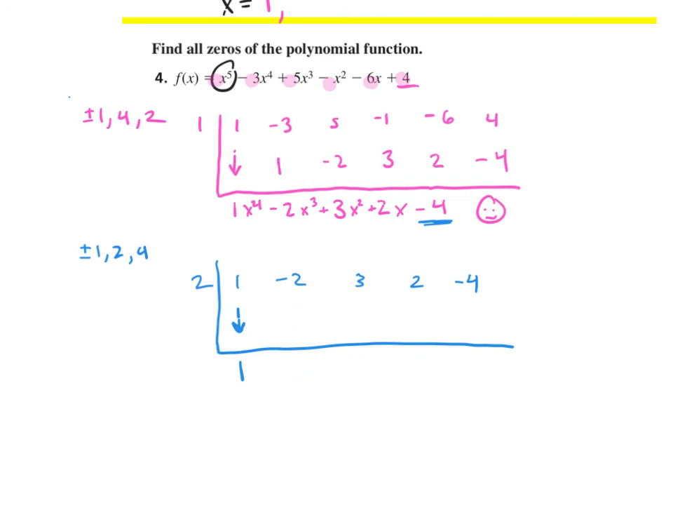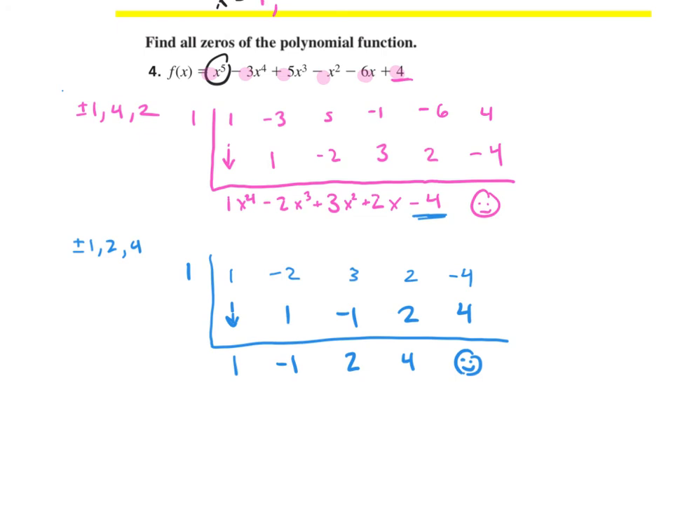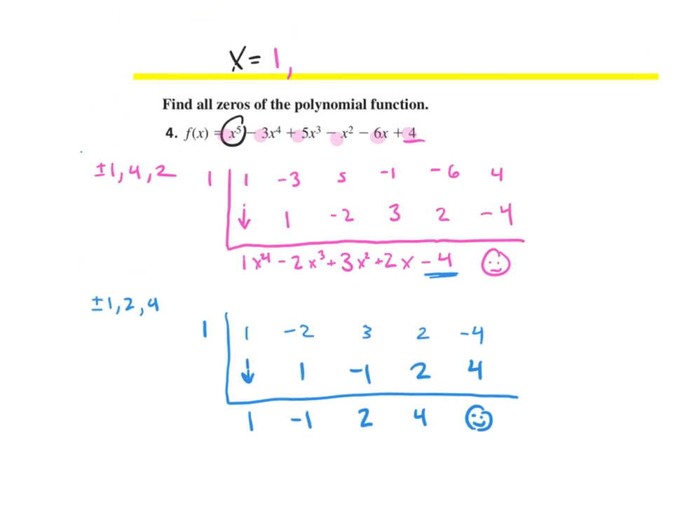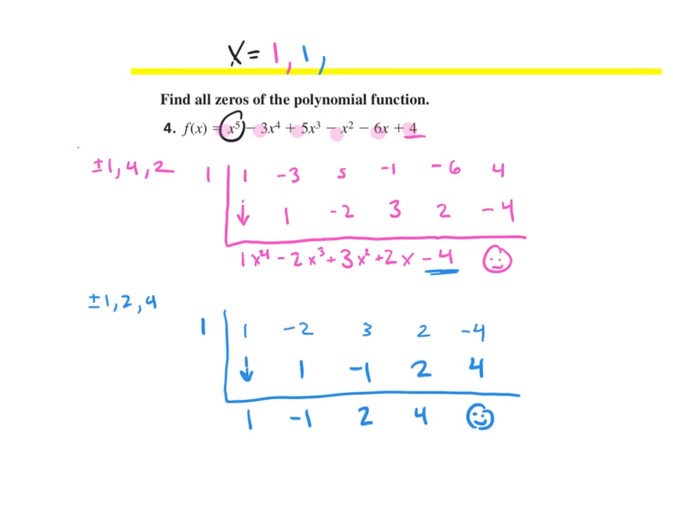Let's try positive 1. Multiply. Add. Multiply. Add. Multiply. Add. Multiply. Yay, it works. Whew. It's a lot of work. And I just did this in I period, so it's times 2 for me. All right, 1's another one of our answers. What do we do next?